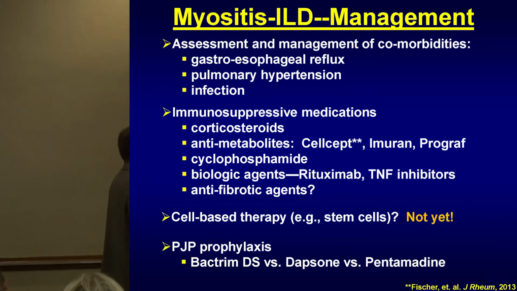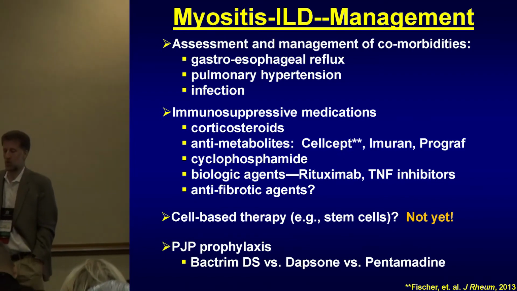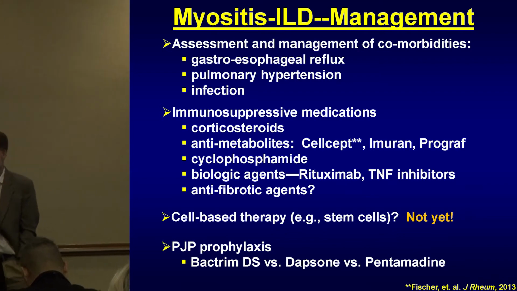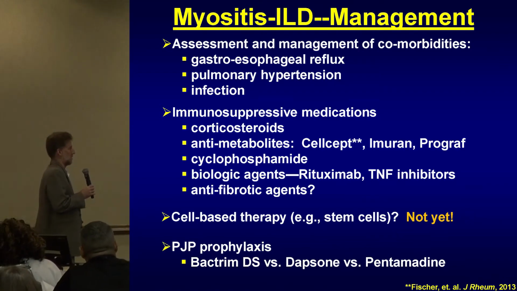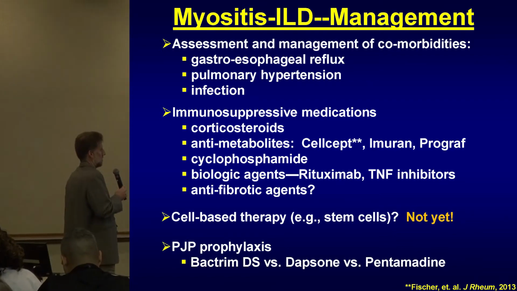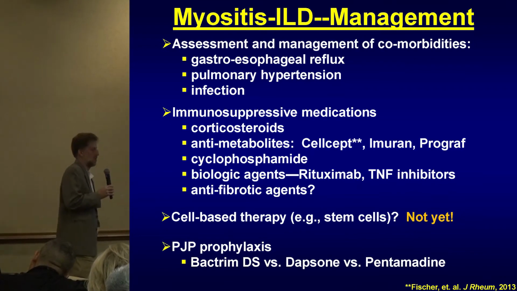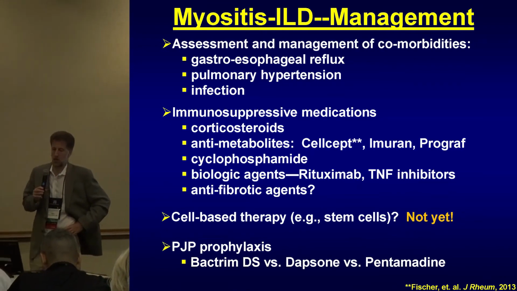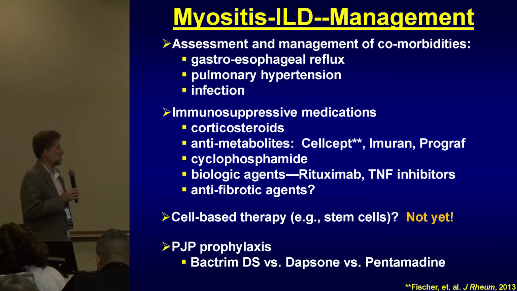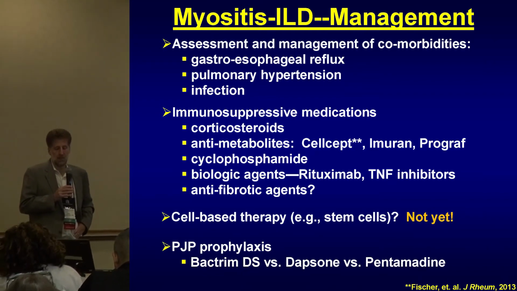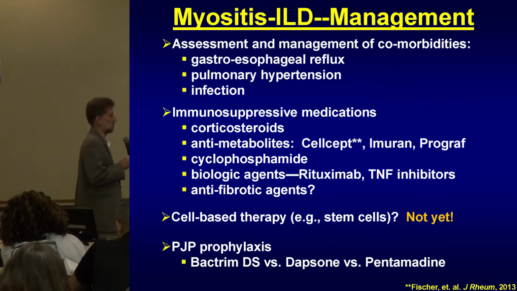TNF inhibitors like Enbrel actually have been disappointing. We thought that they would be very helpful in the treatment of myositis because TNF is a biological agent, a natural agent that has been found in diseased muscle, but the treatments really don't help with the muscle disease, and in fact, some of these medications, it's been suggested that they actually can trigger lung disease for reasons which aren't entirely clear.